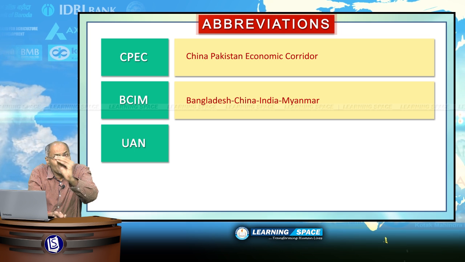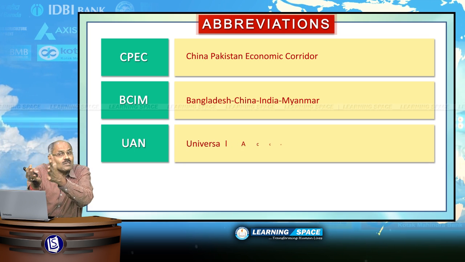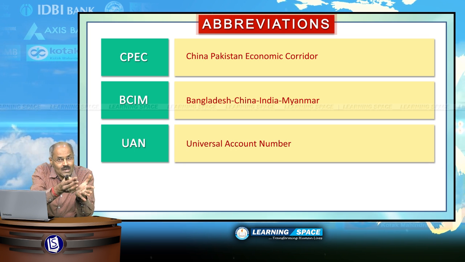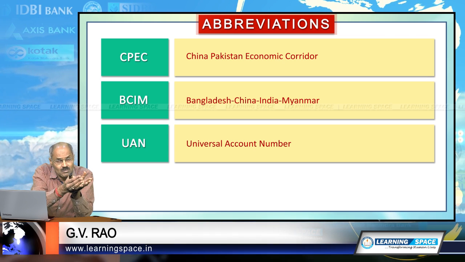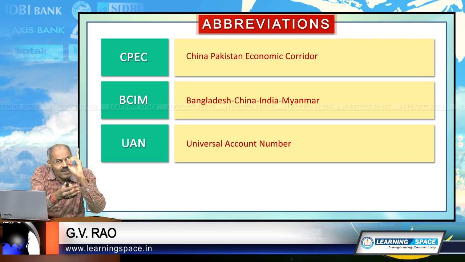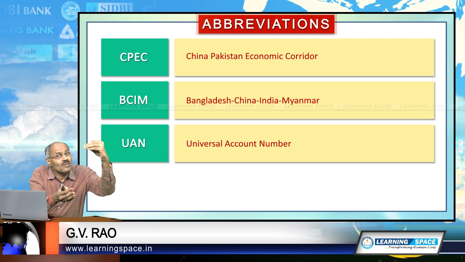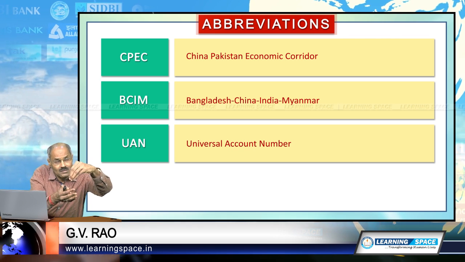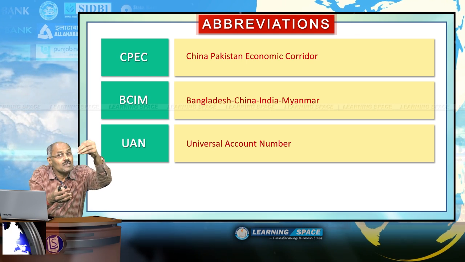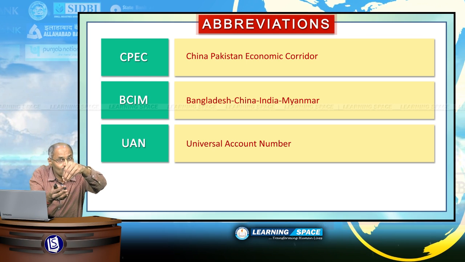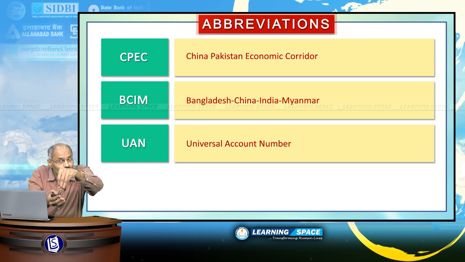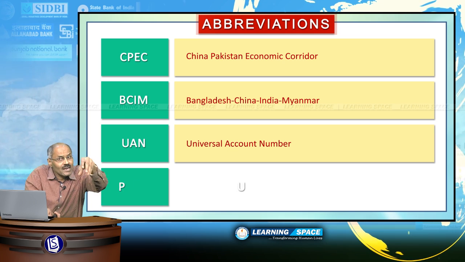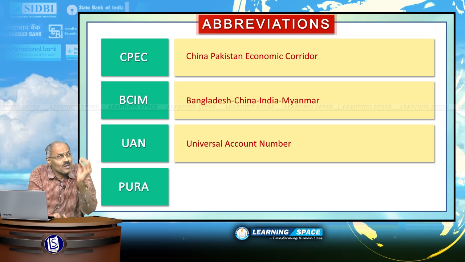UAN, Universal Account Number. Universal Account Number is given by the Provident Fund Authority. For each and every customer, there will be a unique account number, that is the Universal Account Number. This is given by the Employees Provident Fund Organization. Please don't forget, this Universal Account Number is given by EPFO.